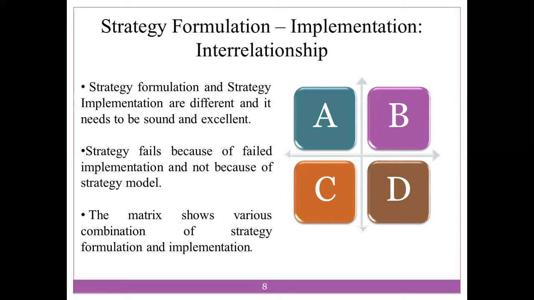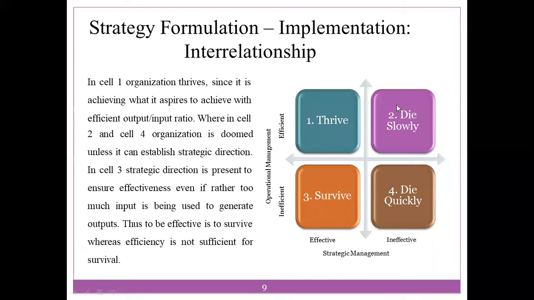The matrix shows the various combinations of strategy formulation and implementation. Here is a matrix. The matrix is divided into two categories. On the one side, there is operation management, and on the other side, there is strategy management. And both are classified as efficient and inefficient, and effective and ineffective. Now, in the first cell, the organization thrives, since it is achieving what it aspires to achieve with an efficient output and input ratio. Thrive means we achieve what we aspire to achieve.